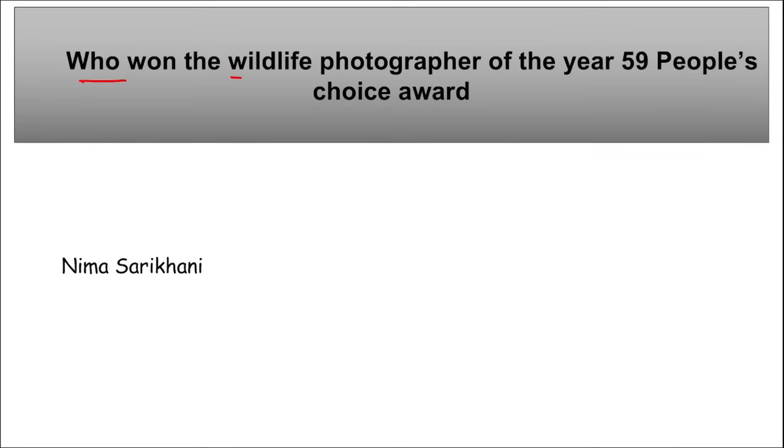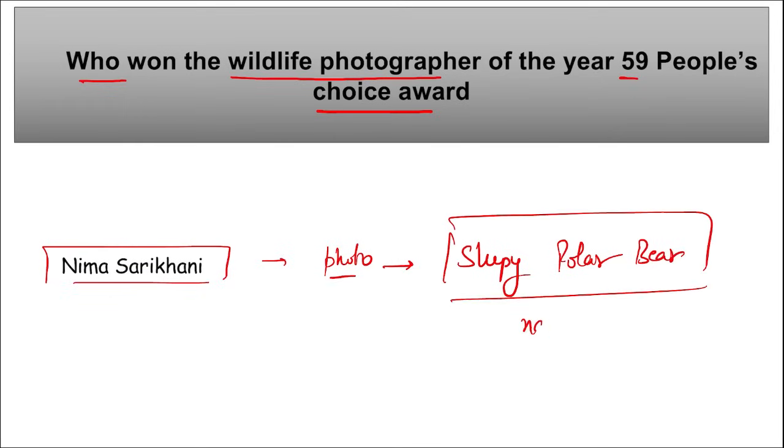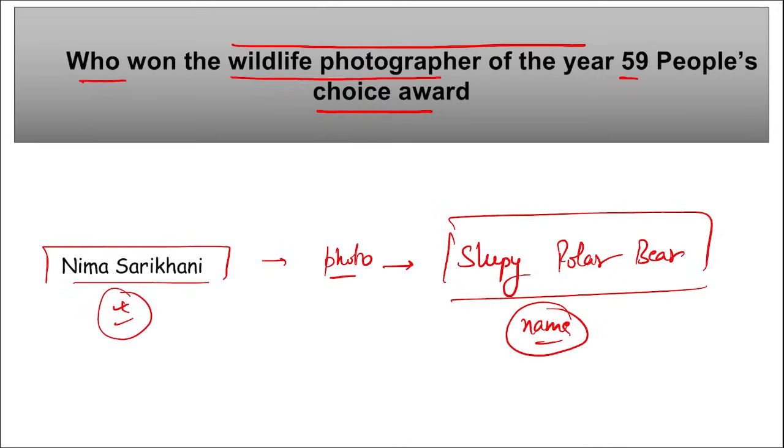Next, who won the Wildlife Photographer of the Year 59 People's Choice Award? So this was won by whom? It was won by Neema Sarikhani, correct? And for her photo that was named Sleepy Polar Bear, right? This is the name of the photograph, correct? For which Neema Sarikhani won the Wildlife Photographer of the Year 59 People's Choice Award. This was presented to her by the Natural History Museum in London, UK.